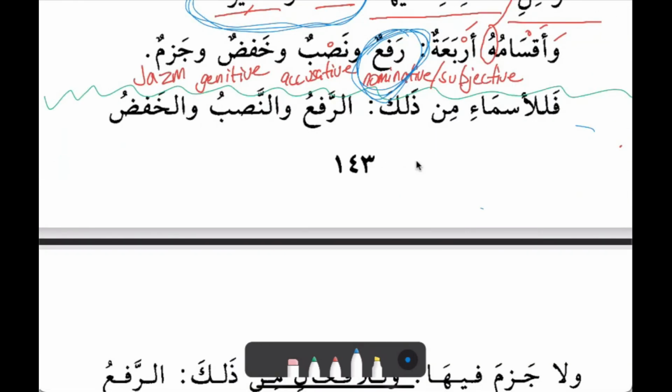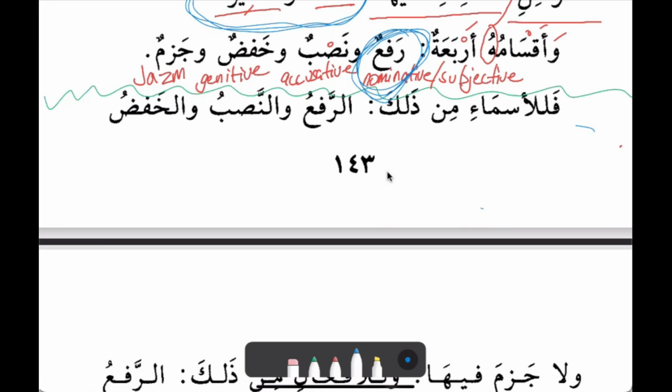So all of what I just told you now about those four is an approximation and a summary. But that's a good summary. So what's that summary? Rafa', subject of the sentence. Nasb, receiver of the action. Khafd, object of preposition or second part of idafa. Jazm, that's just for verbs, Arabic verbs. If somehow it exists in English, someone will show me, inshallah.